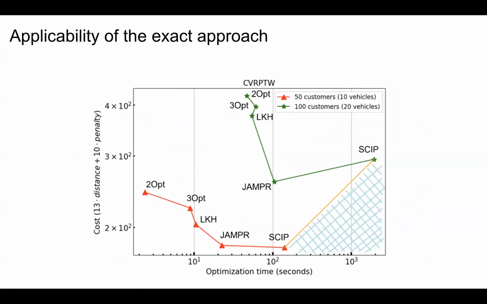Here we can see all results on the same graph, and this blue box marks the area of applicability of the exact approach. So if we have enough time, of course we can get a better result. But if we limit it in time, as happens in real tasks, then the left zone from the orange line of SCIP is good for classical heuristics or learnable neural heuristics.